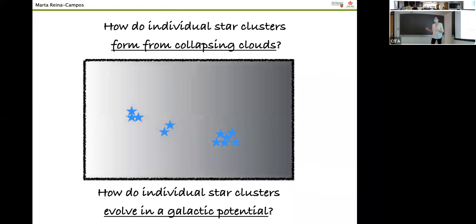But what happens when you get rid of the gas? This stellar cluster is going to be gravitationally bound. Is it going to survive for 14 gigayears of evolution? Well, that's another question that we might want to address. How do individual star clusters evolve in a galactic potential? These sort of simulations only require evolving the N-body part. So just gravity, not hydro anymore, but it's still one cluster within a box.